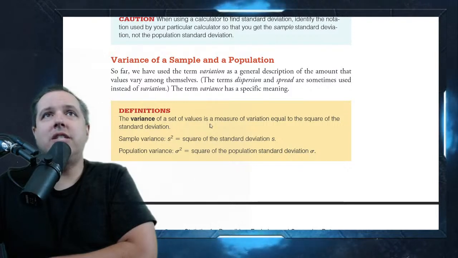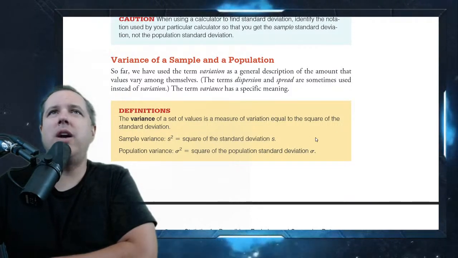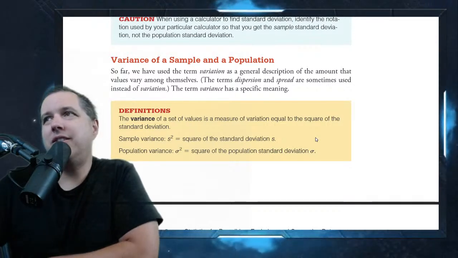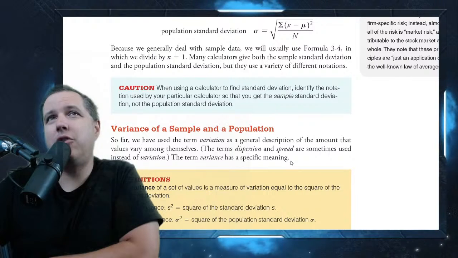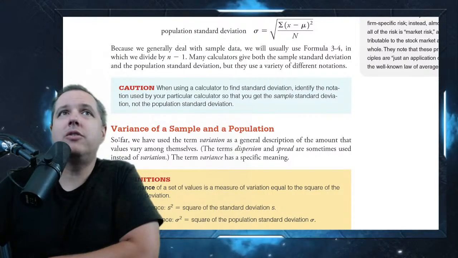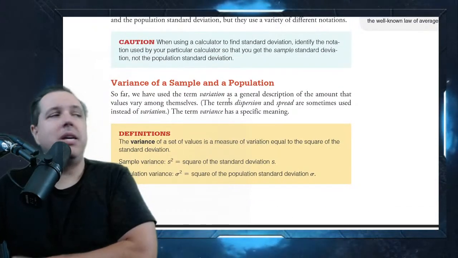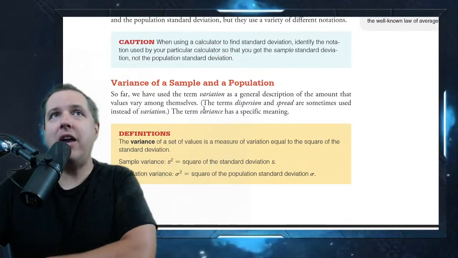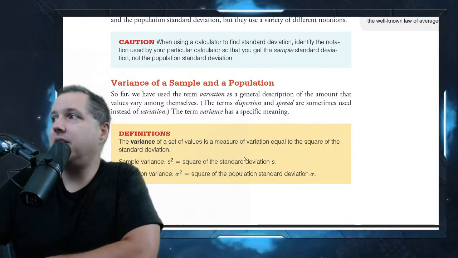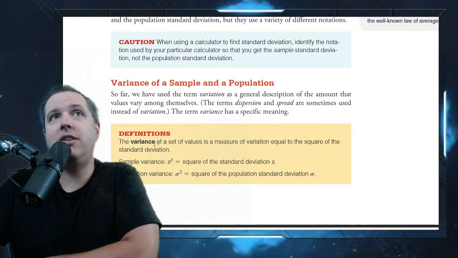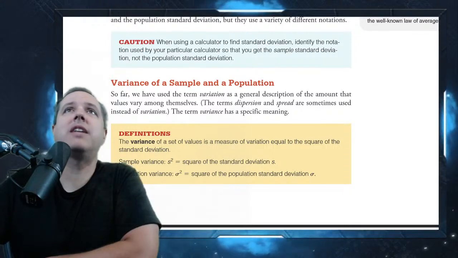So the variance of a set of values is a measure of variation equal to the square of the standard deviation. And you might go, well, why do we need that? There are certain instances where it's better, and we're not going to go too much into those. Variation means just how much things are changing. Variance is actually a specific definable measurement in statistics. So if you see variance, you're looking for that. And it gives that in StatCrunch.